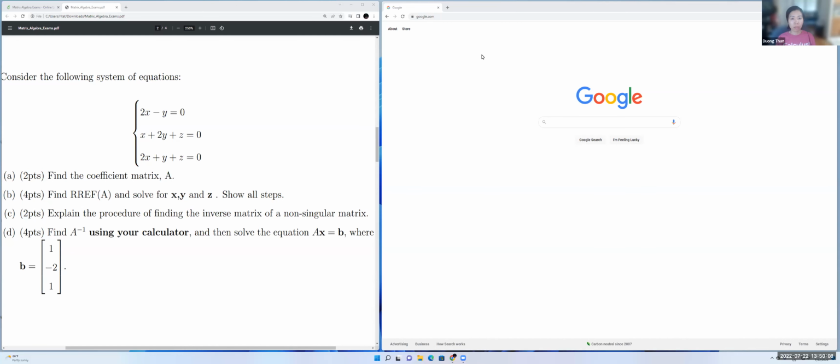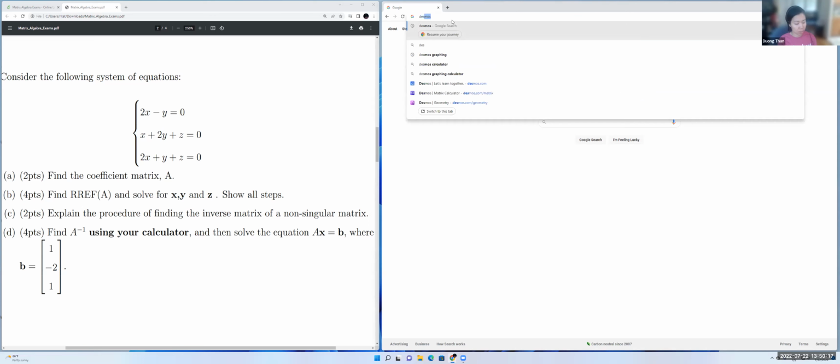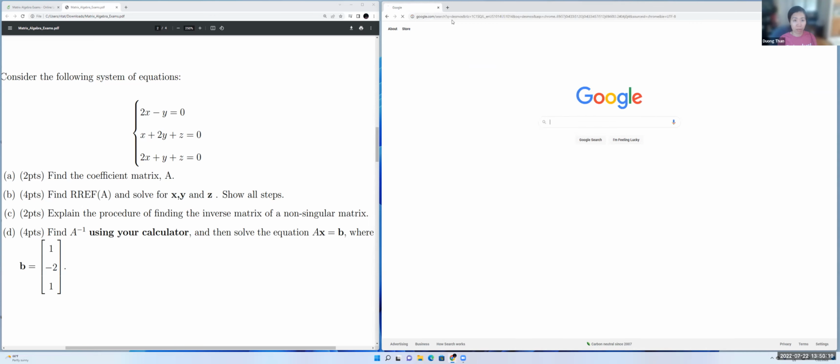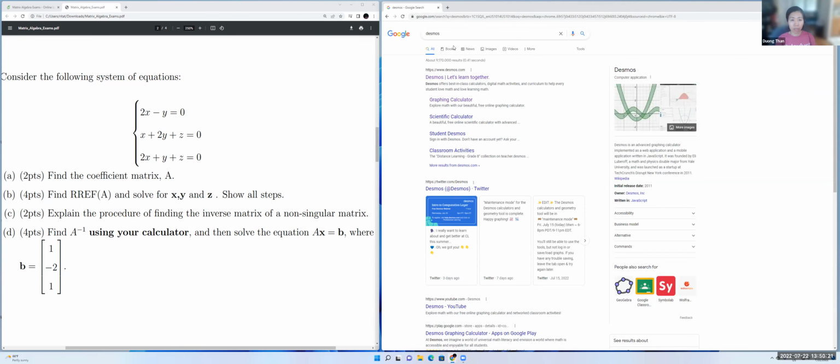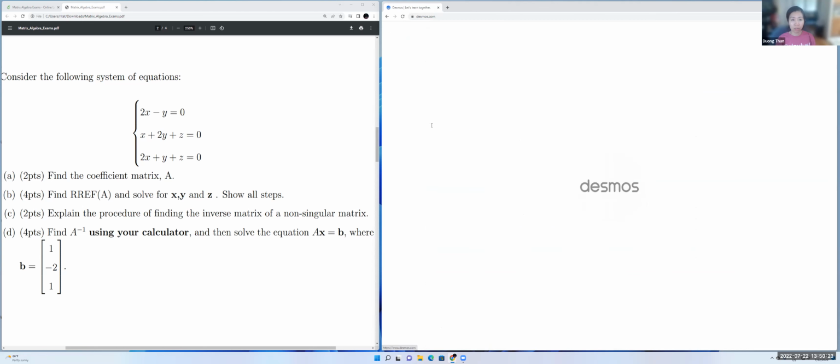Hey everyone, in this short video, I'll show you how to use Desmos to do some matrix calculations. But first, let's go to the website. As you know, this is one of my favorite online calculators that I've been using for a while.